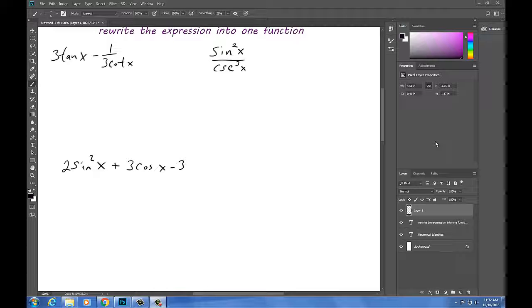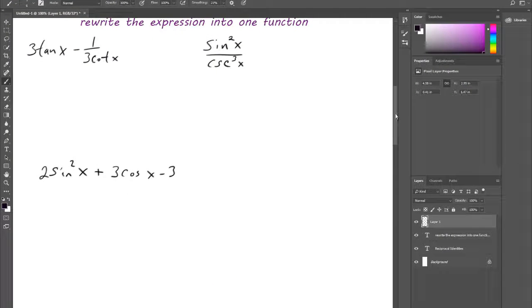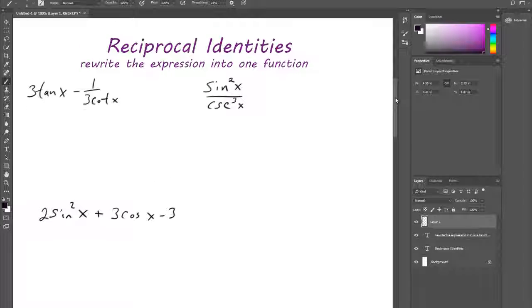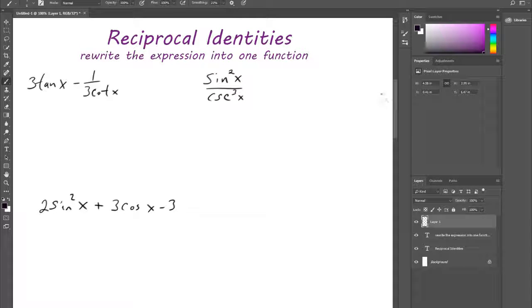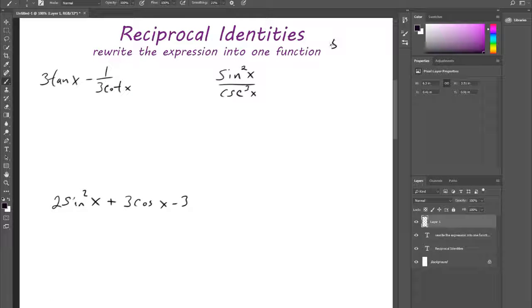Hello. We're going to do trig identities where we are rewriting the expression into one function. So I have three problems here. These are reciprocal identities where we're going to take each of these three things and make them into one trig function. It's kind of like in algebra class when you had maybe 5x plus 2 plus 3x and you made it 8x plus 2. This is all about simplifying things.